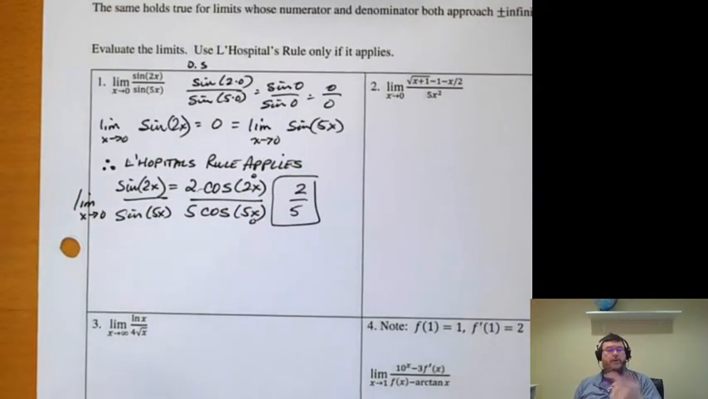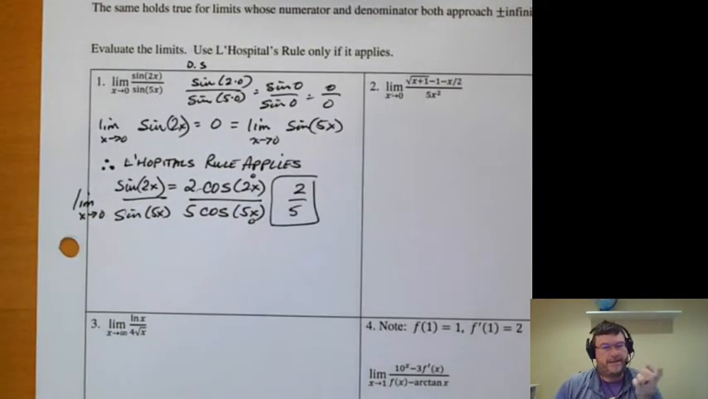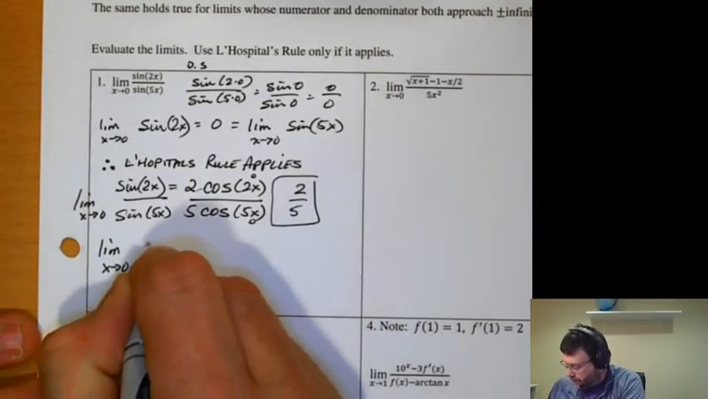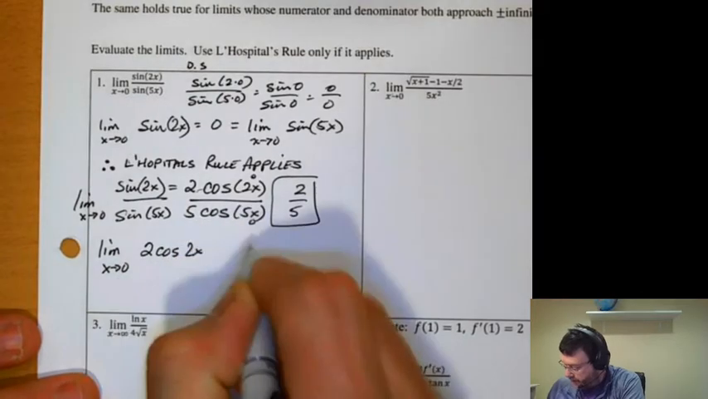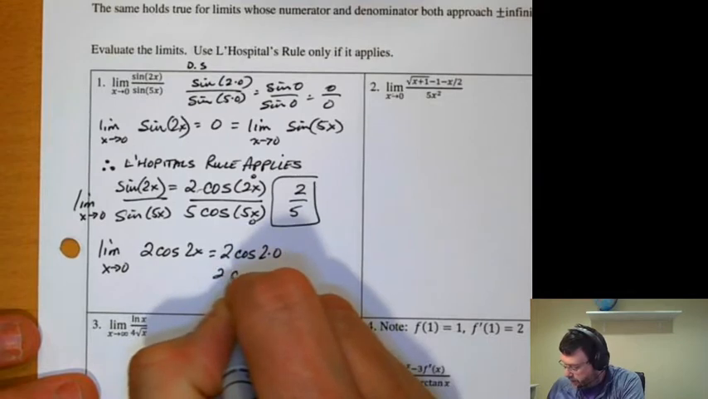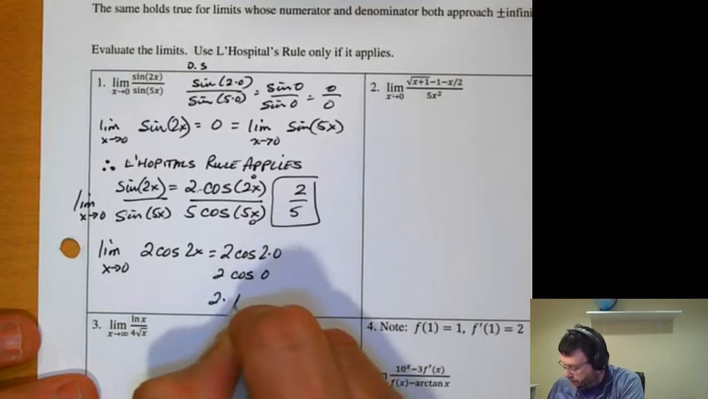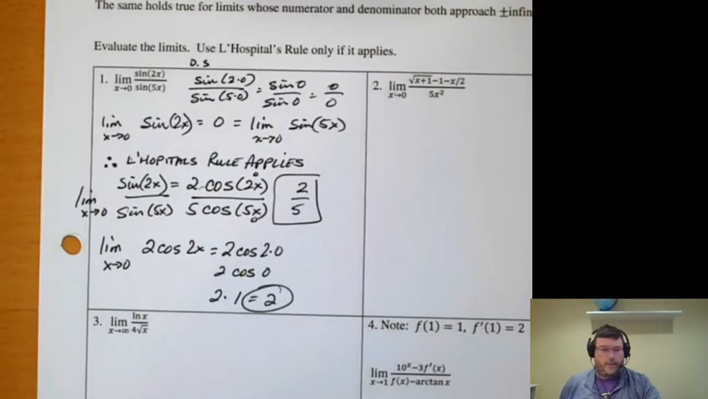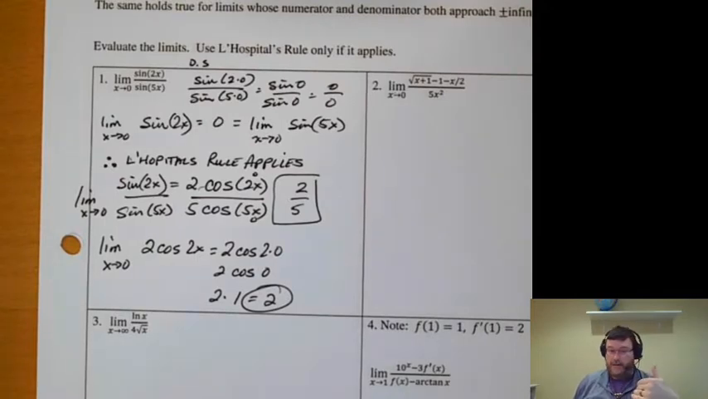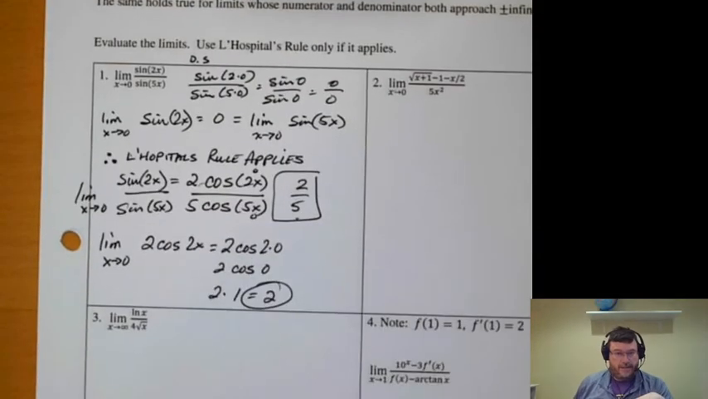So when I take a look at the limit as x approaches 0 of 2 cosine of 2x, I get 2 cosine of 2 times 0, which is cosine of 0, which is 1. That doesn't go to 0 or infinity, so it must be true that the bottom does not as well. So it might be undefined. If that bottom limit goes to 0, 2 divided by 0 would be undefined, but it goes to 5, so that's my answer. Okay?